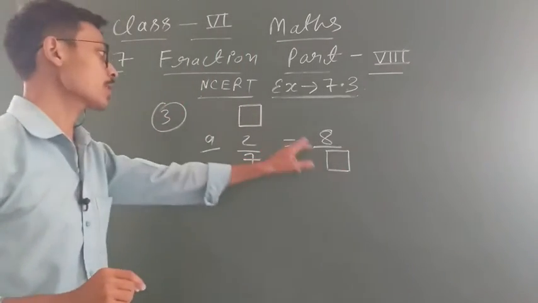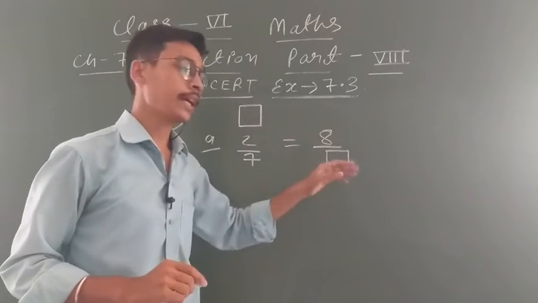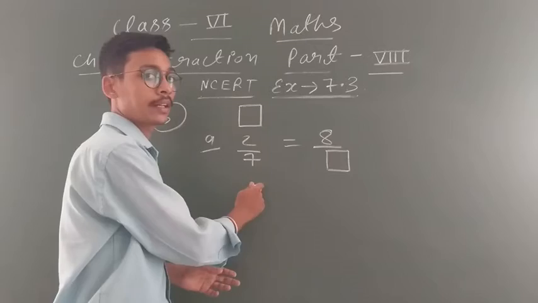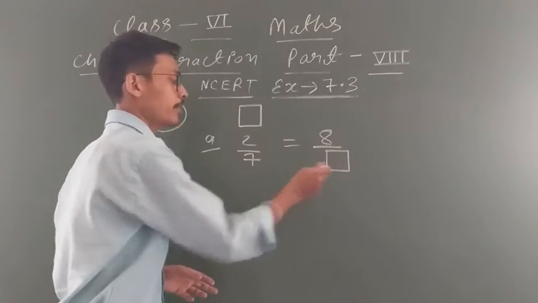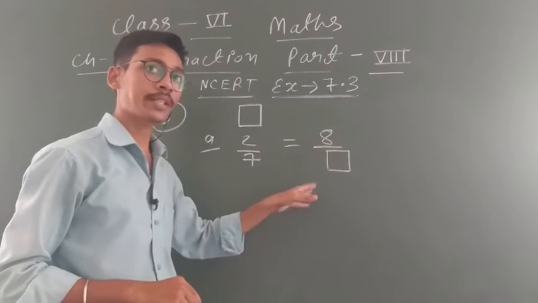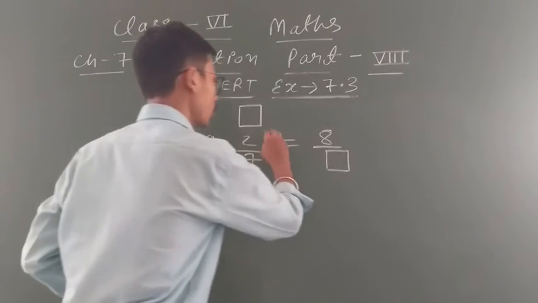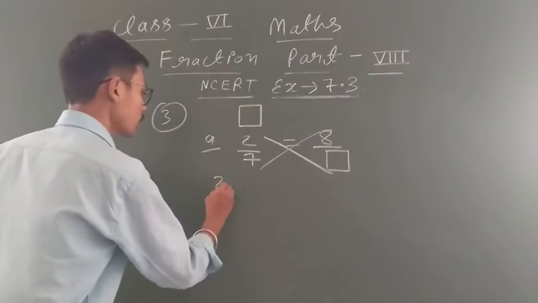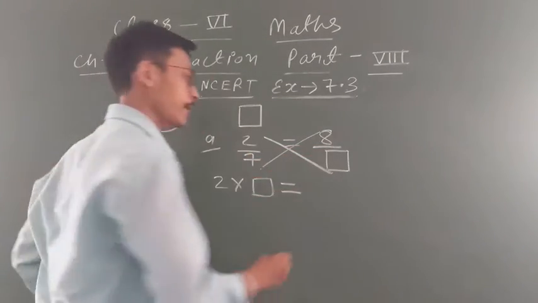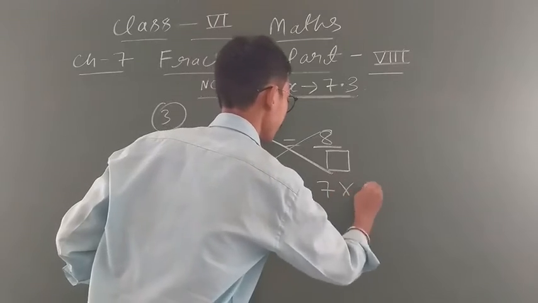First, you can do the cross multiplication. And next, you can reduce numerator and denominator. So first I am going to solve with the help of cross multiplication. Then I will explain that method. So if you do the cross multiplication, student, it will come what? 2 multiplied by box is equal to 7 multiplied by 8.